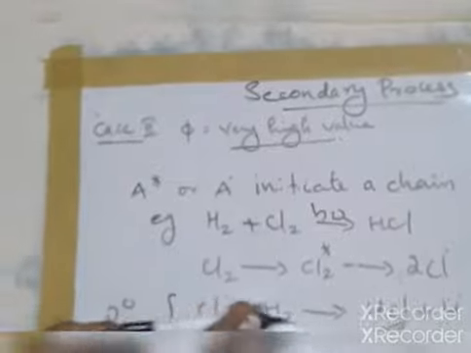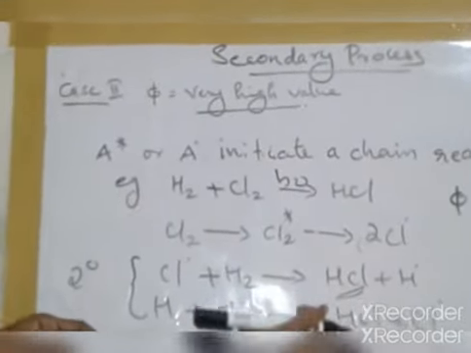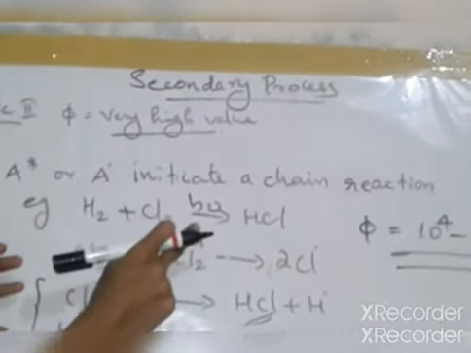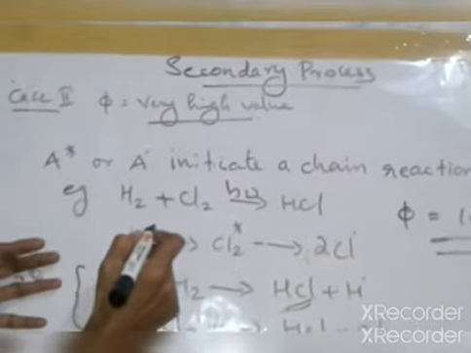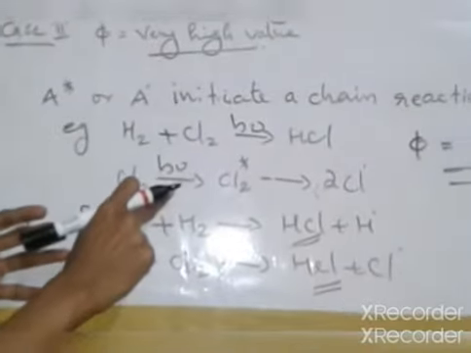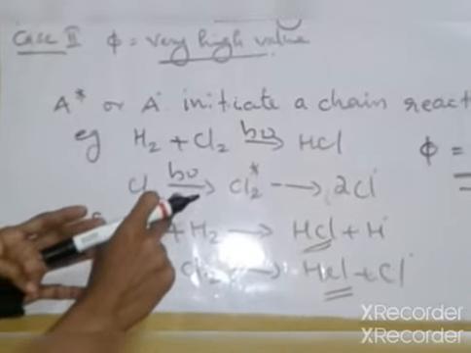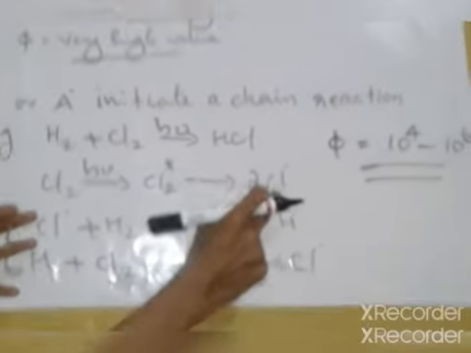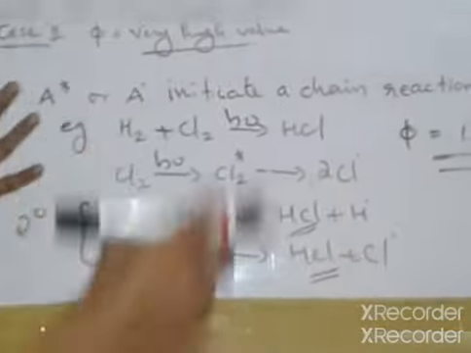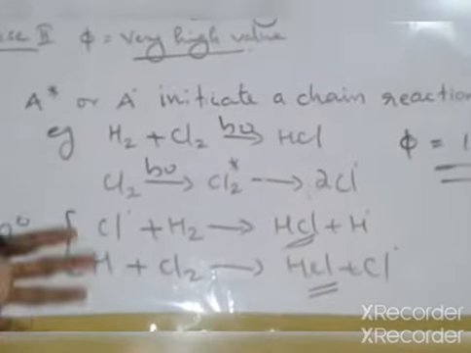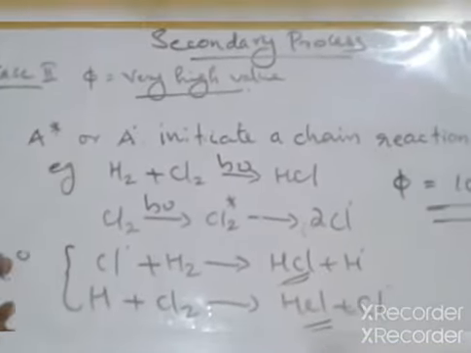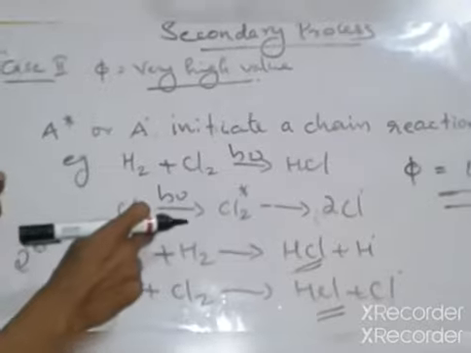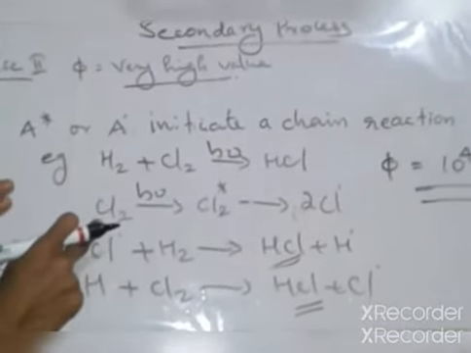In such cases, the number of products formed is very much greater than 1, but the number of photons or quanta of radiation absorbed by a single molecule of chlorine is equal to 1, and by absorbing it we get 2 chlorine atoms. One of the chlorine atoms initiates a chain reaction and produces a large number of products. So the number of products formed is very much greater than 1, but the number of quanta absorbed by a single molecule is equal to 1.